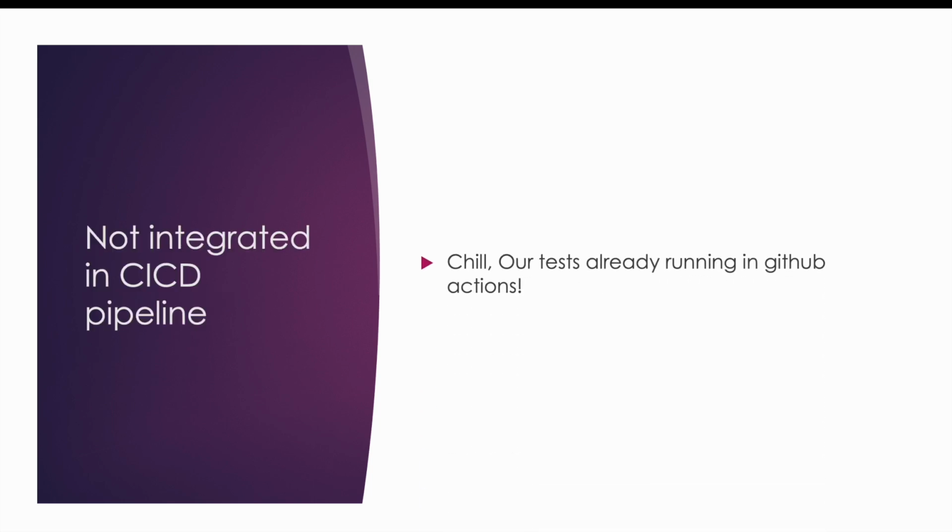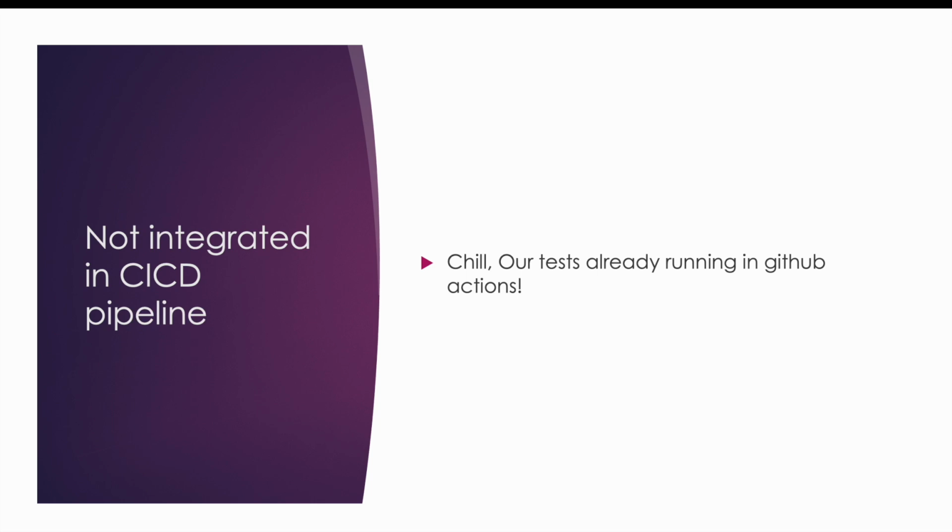Next, not integrated in the CI/CD pipeline. Mostly if you ask whether your automation is on CI/CD, they say, yes, our tests are already running in GitHub Actions. But running tests in GitHub Actions is not part of a CI/CD pipeline. CI/CD means continuous integration and continuous delivery. As soon as the developer's code is integrated in the environment, your tests should start running on that. And if they fail, it should not allow the developer to merge that PR unless it gets fixed, or the issues get highlighted.